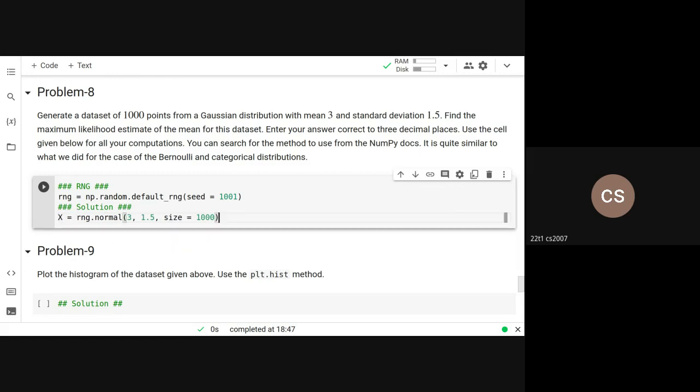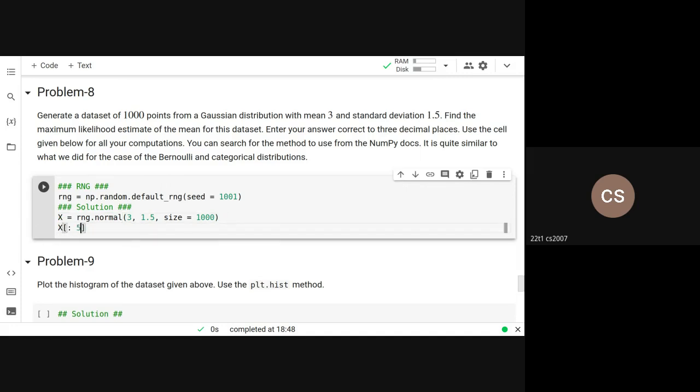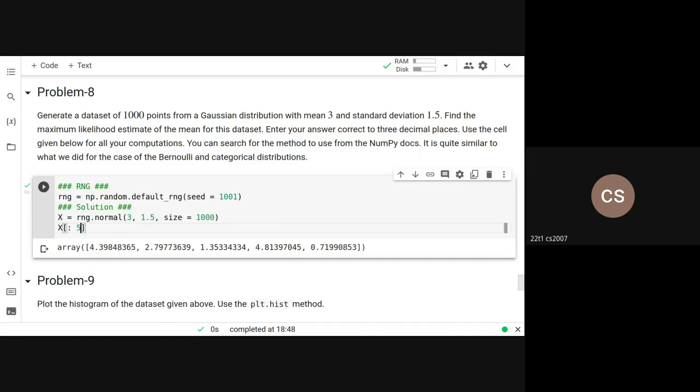It's as simple as that. So we have now sampled from a Gaussian. Let's look at, say, the first 5 values and see what we have, right? So roughly they are in and around 3, which is what we want. 3 is the mean.